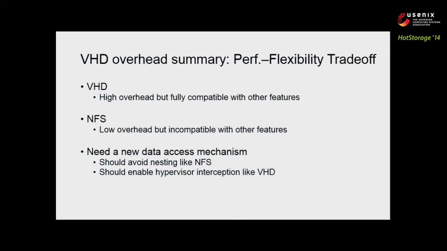And so we asked the question: maybe we need another data mechanism that would enable hypervisor interception like VHDs, but would avoid nesting of block to file to block translations. So in other words, why not para-virtualize the guest NFS client?